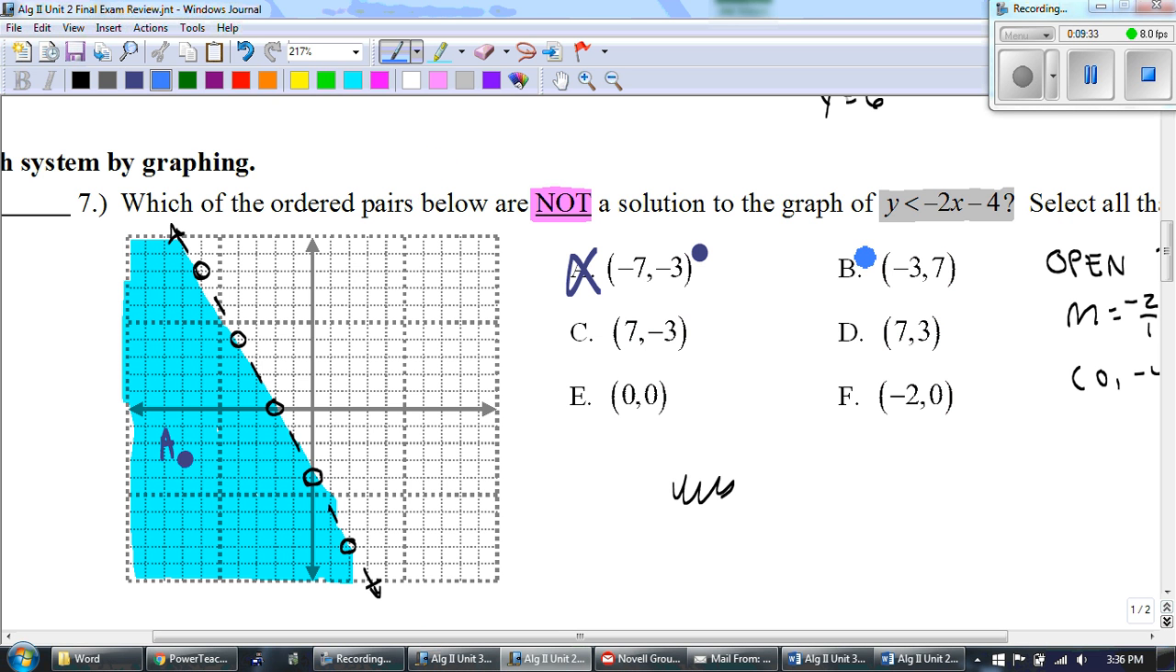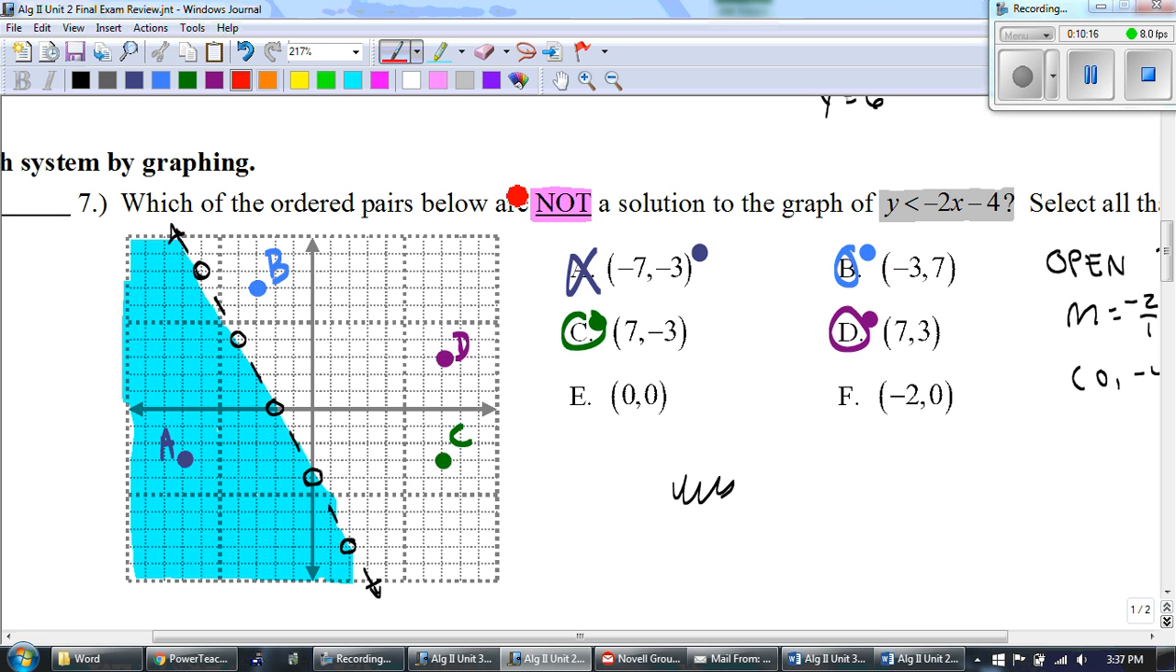Okay, B. B is negative 3, positive 7. So B is not a solution, so B works. C. C is 7, negative 3. And I'm sorry, guys, but that is not a solution. Okay, D is 7, 3. Is D a solution? No, D is not a solution.